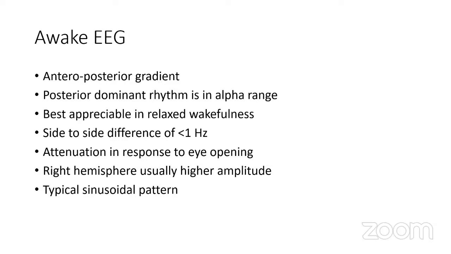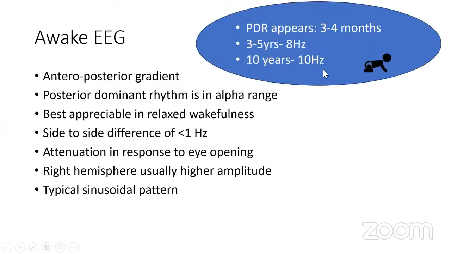The right hemisphere is usually slightly higher than the left. However, we do have physiological variation, beyond which it may be termed abnormal. And this background rhythm can be sinusoidal. So whatever points we discussed, let's just try to see it over the next couple of EEG epoch examples.